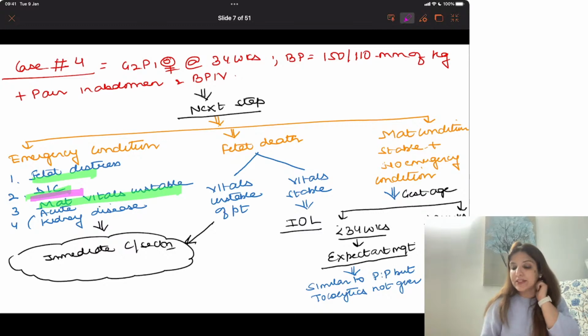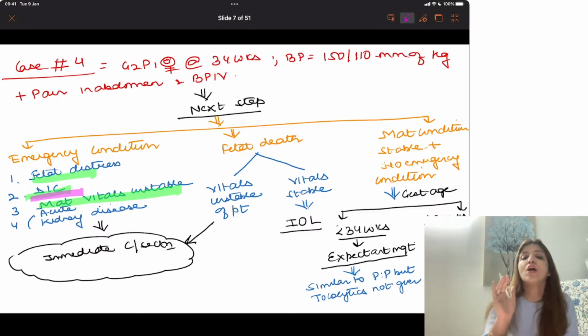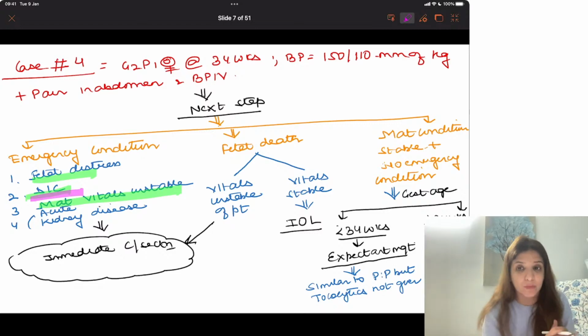Right? Now, maternal condition, if your question is saying maternal condition is stable and there is no emergency condition, again, there is an update for all those who are not Marrow subscribers. All Marrow subscribers, you know all these updates already. So, if maternal condition is stable and there is no emergency condition, the update is that now for abruptio also you can go for expectant management.